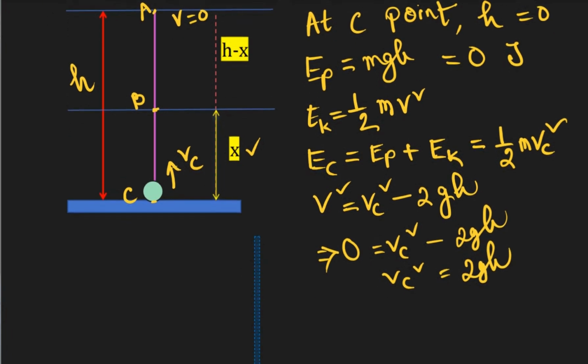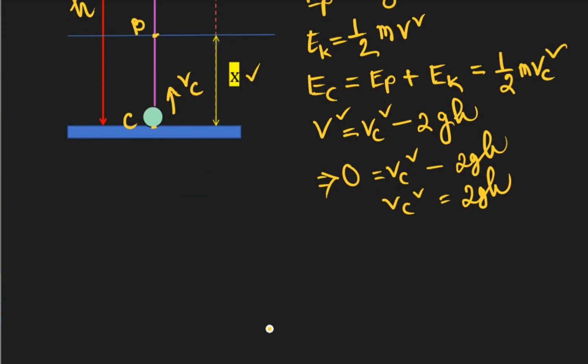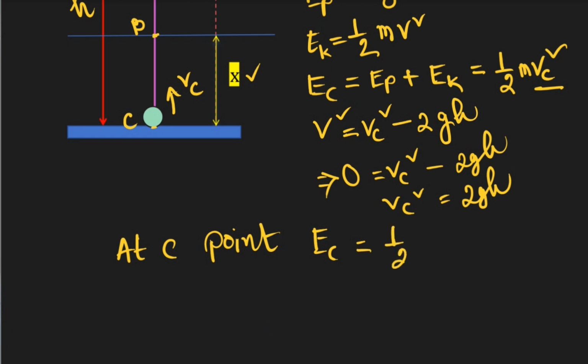If we plug in the value of vc square here, at C point the total energy will be half m times 2gh. These two cancel out, so we can write mgh. Okay, now it's time to determine the total energy at B point.